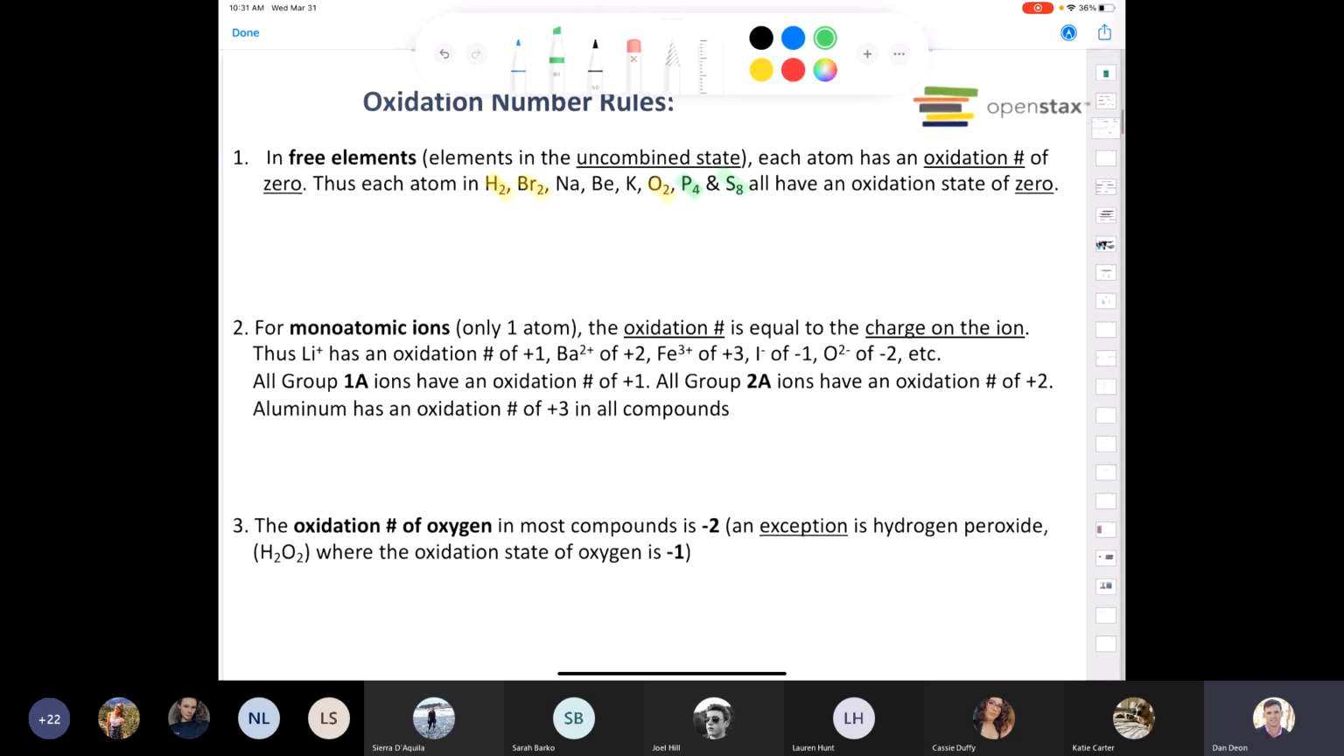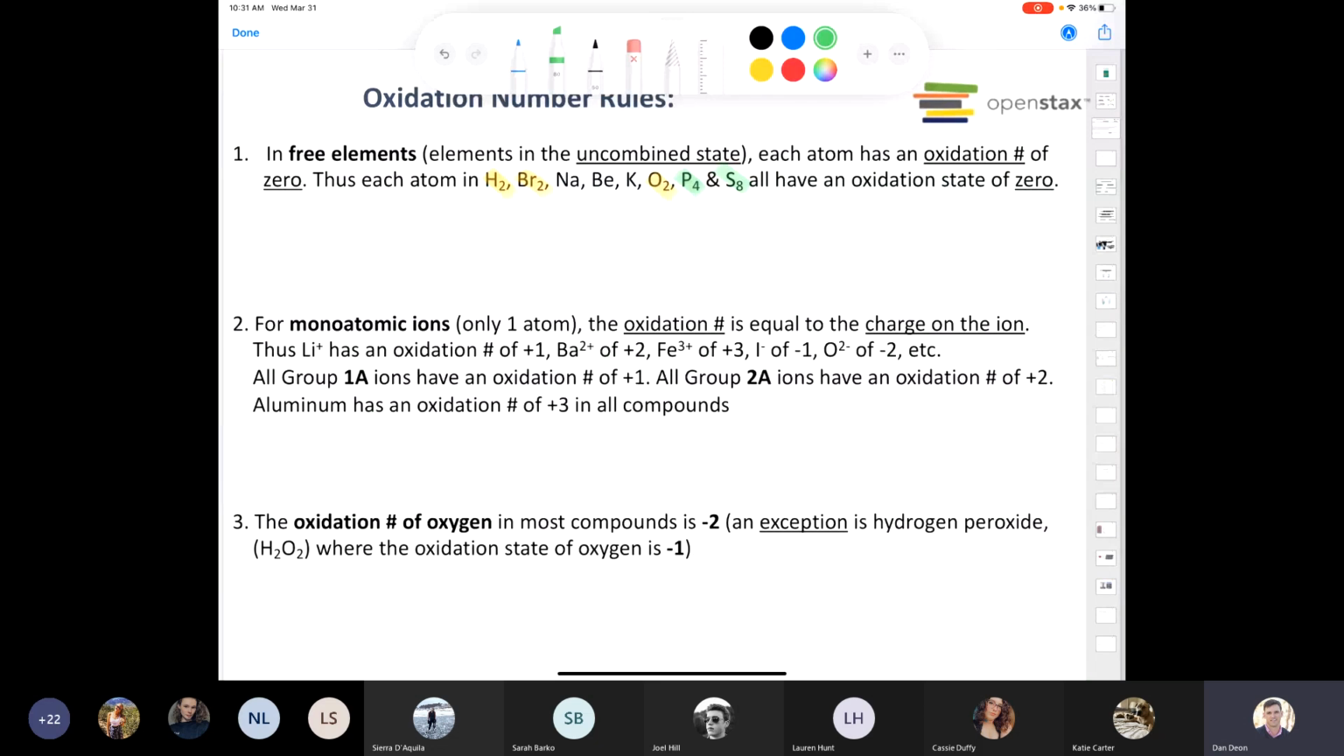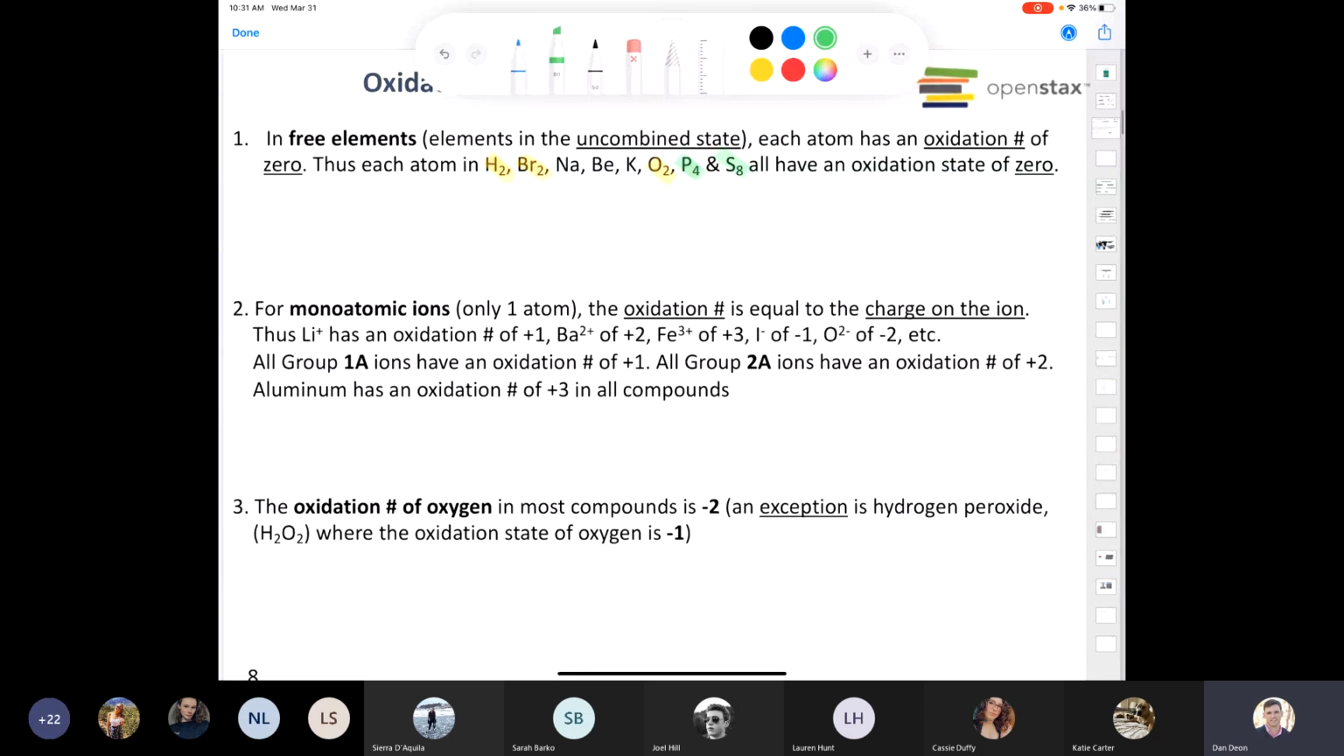If you have a monatomic ion, well, that's also pretty easy. And I don't like to use the word easy in chemistry class a whole lot. So basically, if you have a lithium with a +1 charge, it's got an oxidation state of +1. If you've got a barium 2+ ion, it's got an oxidation state of 2+. If you've got an iron 3+, it's got a charge of 3+. If you've got an iodide with a -1 charge, it's -1, so on and so forth.